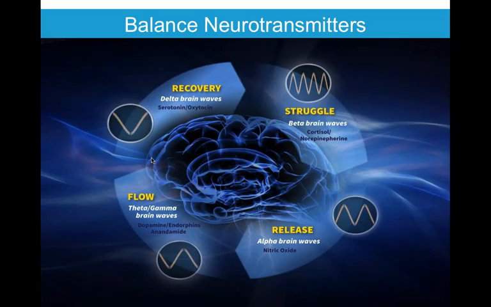Now, how many of you have heard of endorphins? Who gets endorphins? The runners, right? The runner's high. That's why people like to exercise. I love this stuff because they get the nice release of endorphins. And this is where flow state happens.